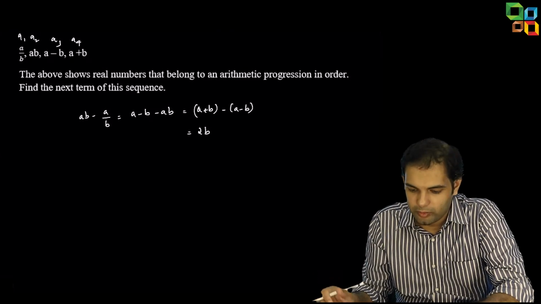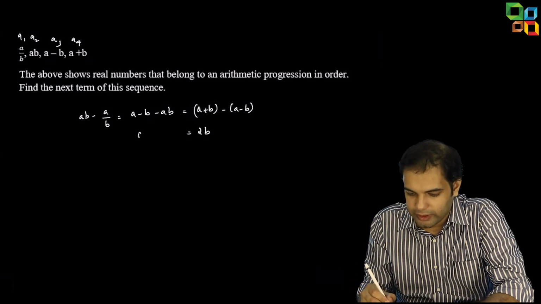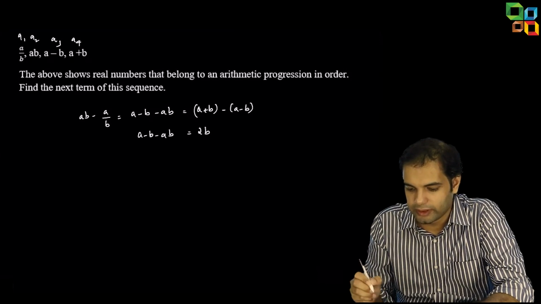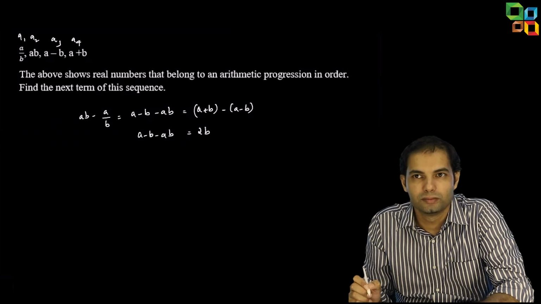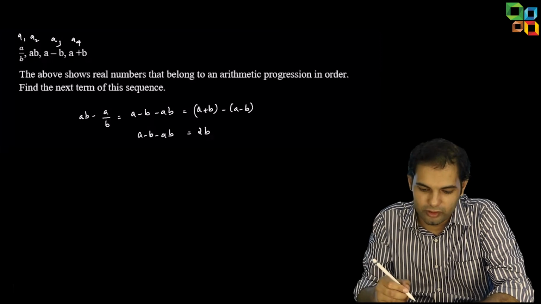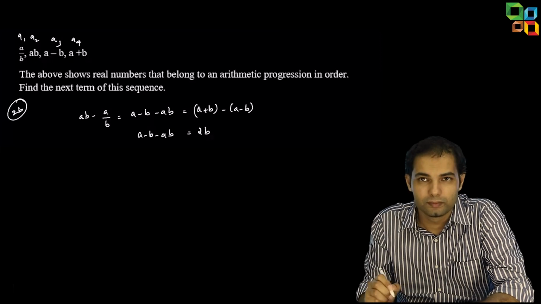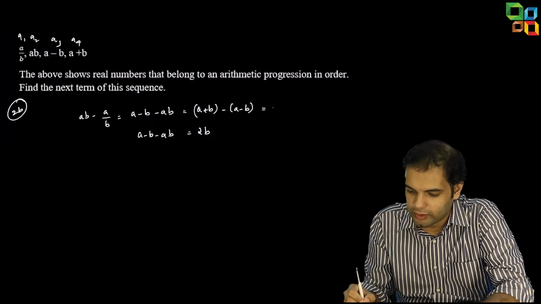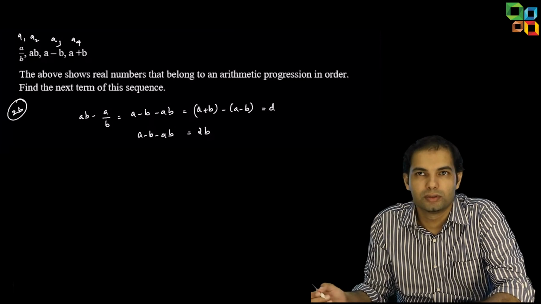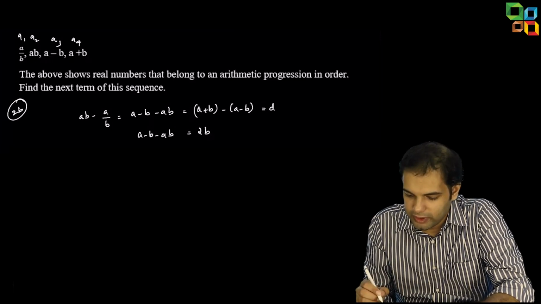Okay. So 2B should be equal to every term. So even this term I can equate to 2B. Anything I want I can equate to 2B, right? Because that is the common difference now. The common difference will become 2B. Right? All of this is equal to D, right? So the common difference should be the same. Okay, let me equate to this.